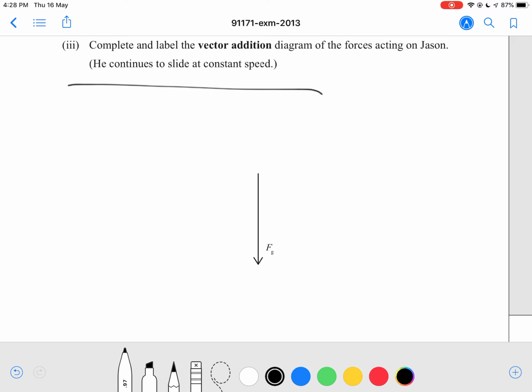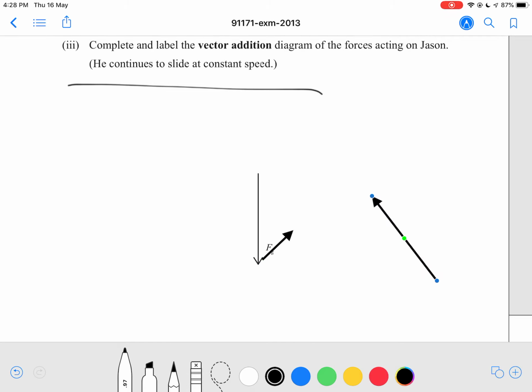He continues to slide at a constant speed. So because he continues to slide at a constant speed, we know that the forces acting on Jason are balanced, okay? And therefore we can just draw the forces out. So we can say there's an F of F acting in this direction. It's the exact same thing, do not get confused by this, but now the slide is not here, okay? So just say there's an F of F acting here at this angle, and then there's an F of R.